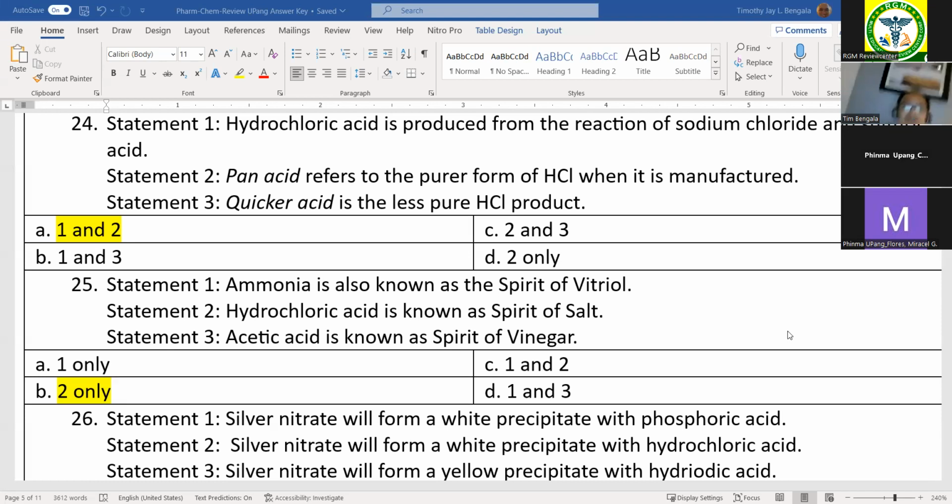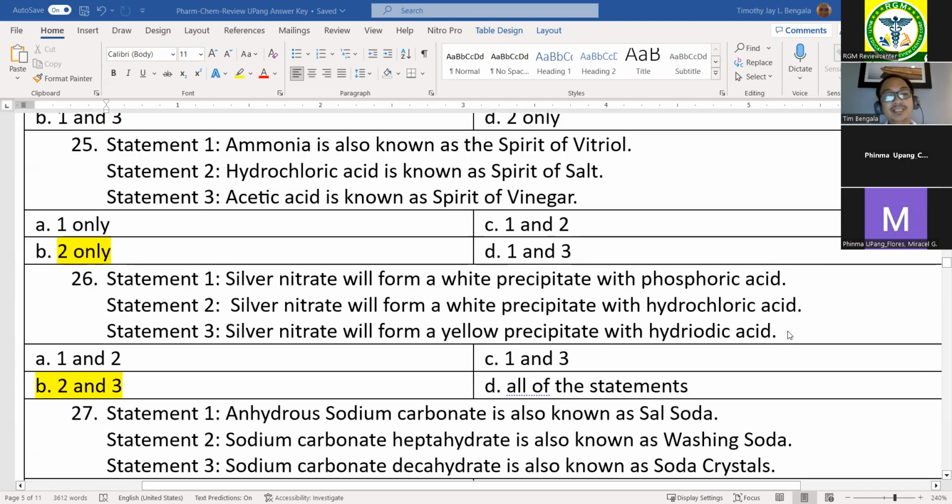Next is number 3. Acetic acid is known as spirit of vinegar, so that is incorrect. So wala naman tinatawag na spirit of vinegar. Pero hydrochloric acid ay spirit of salt. Kasi nga, gawa siya from sea salt na nalagyan ng sulfuric acid. So yun yung way ng pag-produce niya. Kaya yung pangalan niya.